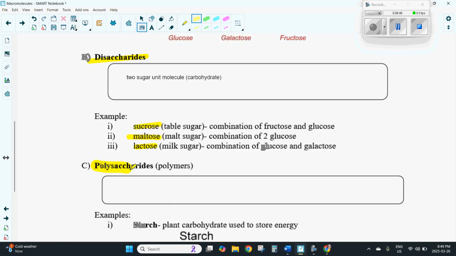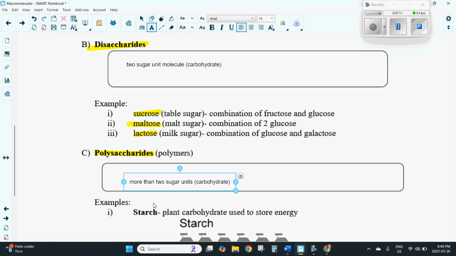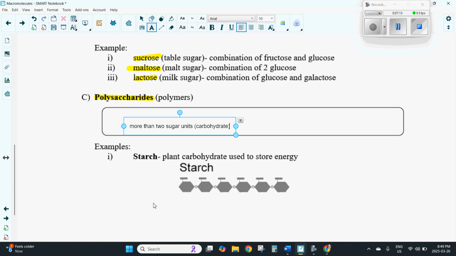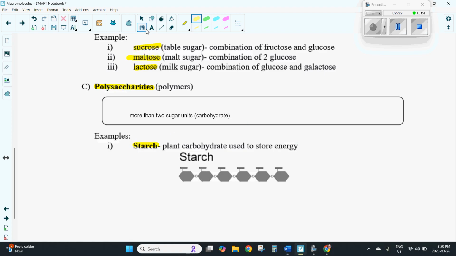Our last type of carbohydrate is a polysaccharide. So if I know a disaccharide is a 2 sugar unit, then a polysaccharide is going to be a carbohydrate that consists of more than 2 sugar units, so 3 and more. So our first one is starch. So starch is a plant carbohydrate that is used to store energy.